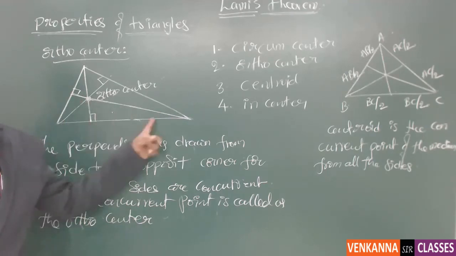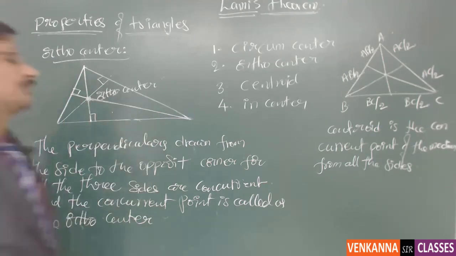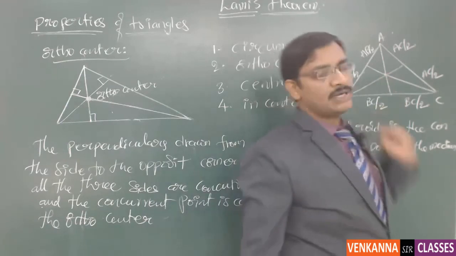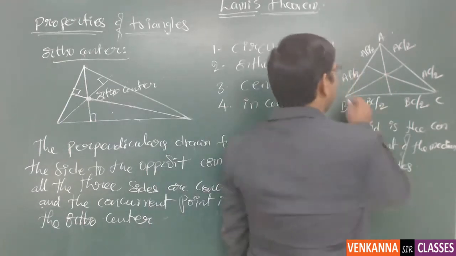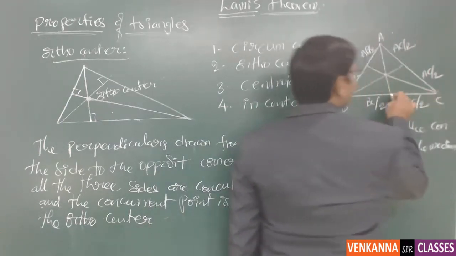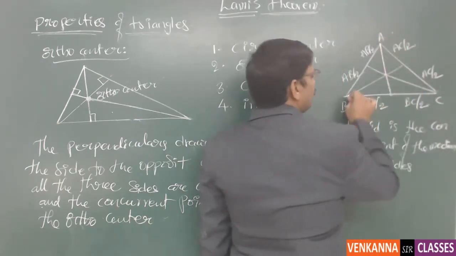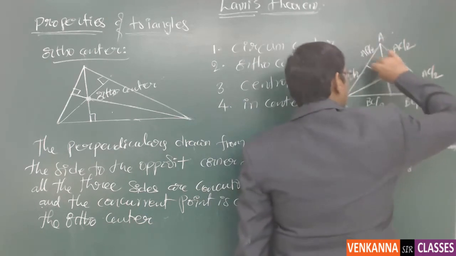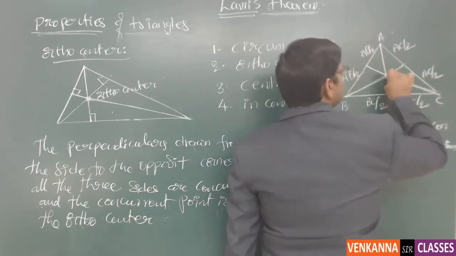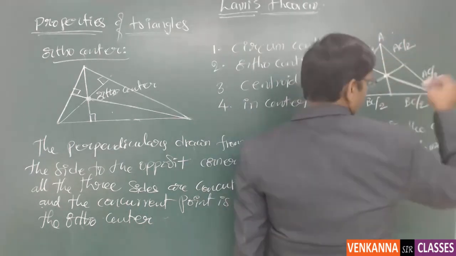Got it? So this is actually the centroid. For the centroid, from the side, identify the midpoint and draw a line to the opposite corner. Now this one also, this one also. So this intersection point is called the centroid.